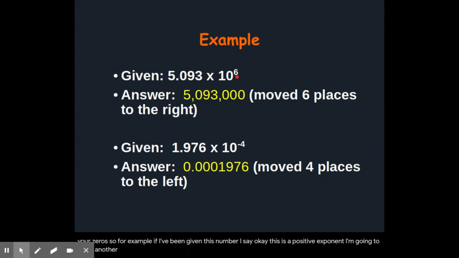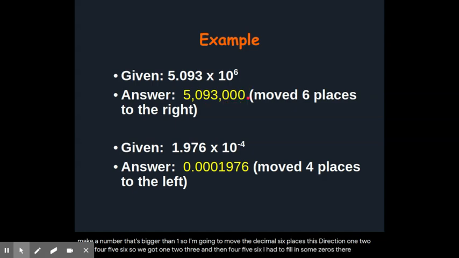I'm going to make a number that's bigger than 1. So I'm going to move the decimal 6 places this direction. 1, 2, 3, 4, 5, 6. So I got 1, 2, 3, and then 4, 5, 6. I had to fill in some zeros there.